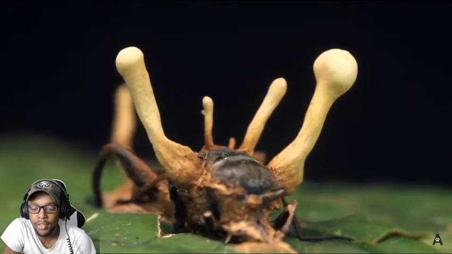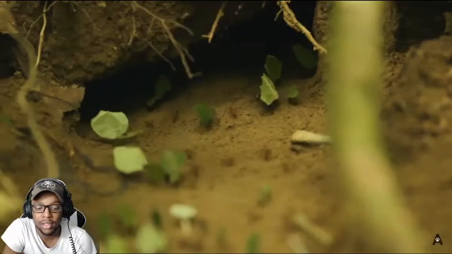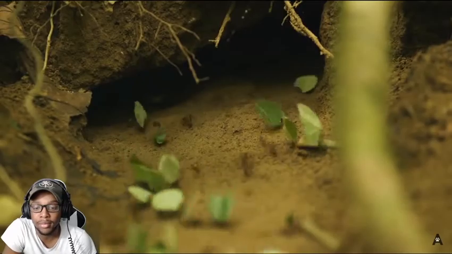Cordyceps do target other animals, but ants are the most effective due to their eusocial nature. Some ants find themselves victim to another type of parasite, the lancet liver fluke.